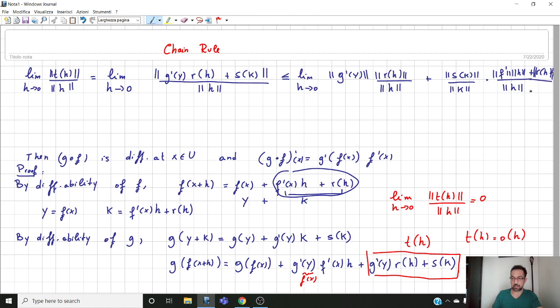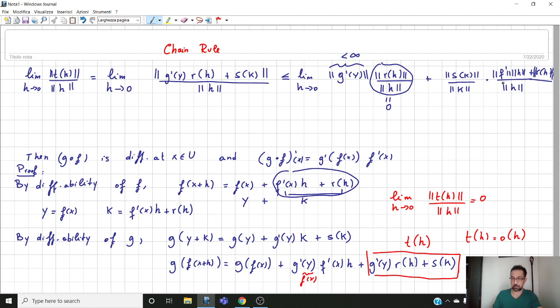Since g is differentiable at y, which is f of x, this quantity we know for sure is bounded. So this quantity is less than infinity. And we also know that the limit as h goes to 0 of this quantity is equal to 0. So all of this is going to go to 0.